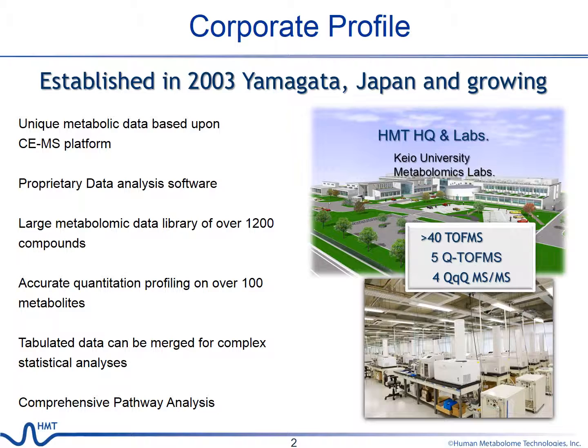We were established in 2003 in collaboration with Keio University. Our platform is based on capillary electrophoresis mass spec, and we have developed a proprietary data analysis program. We have a large library of over 1,200 compounds, where 900 are annotated and over 100 are accurately quantitatable. We can provide complex statistical analyses, and we provide you with a comprehensive pathway analysis. We have had a number of pharmaceutical and academic collaborations both in Japan and here in the US.